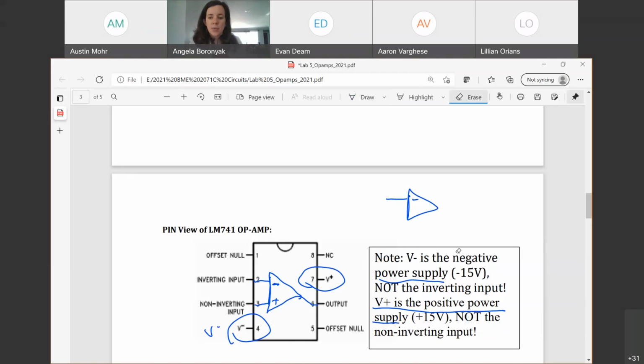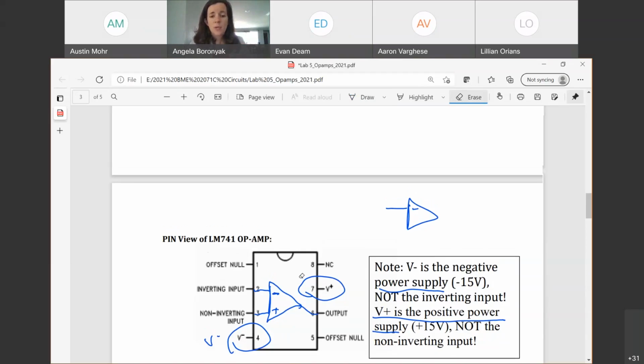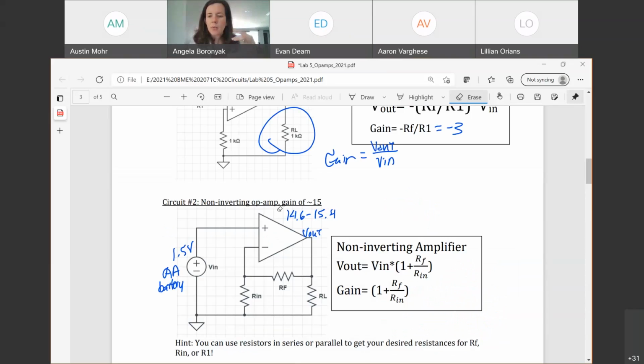We are going to supply negative 15 volts to our negative power supply, this V minus terminal here, and we want positive 15 volts to our positive power supply. So do not confuse them with the inverting and non-inverting inputs. Those are different. But our op-amp won't work, even though we don't often see that power supply when we draw them here, unless we give it to them.